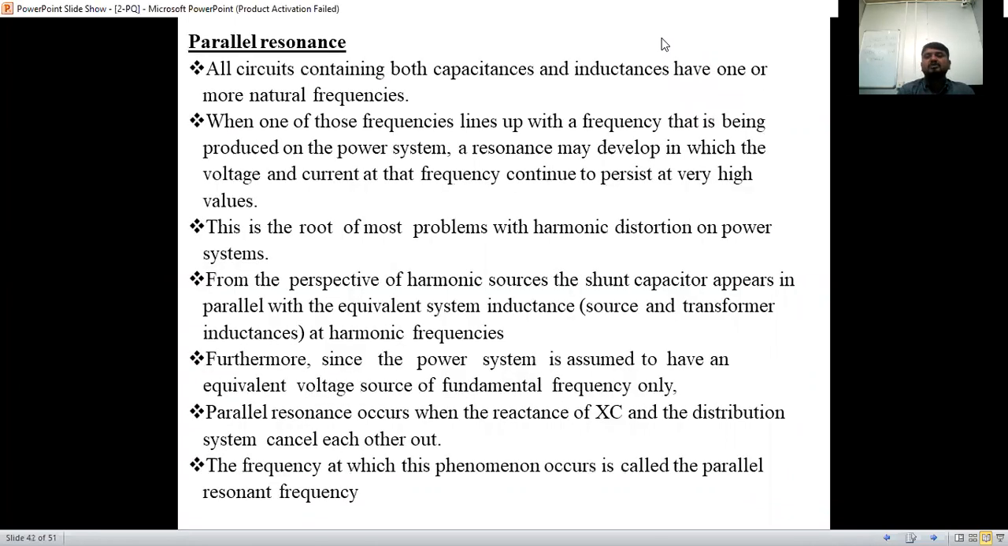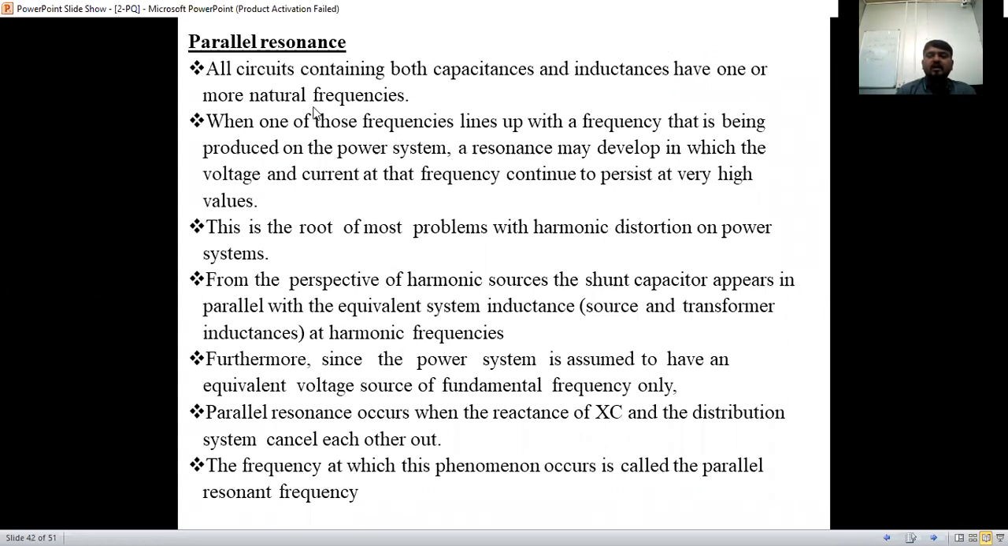So the parallel resonance we are going to consider now. What will happen in the parallel resonance? When the capacitive reactance increases, what will happen in the inductance of the distribution system? How are they going to cancel each other? Based on that, we have described the parallel resonance here now.